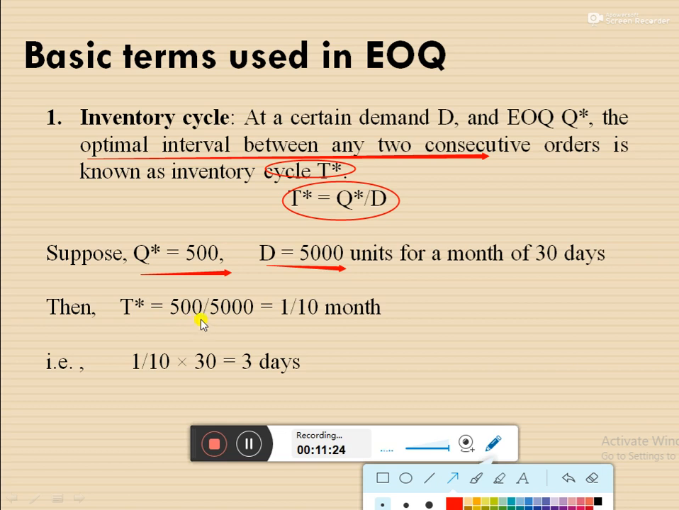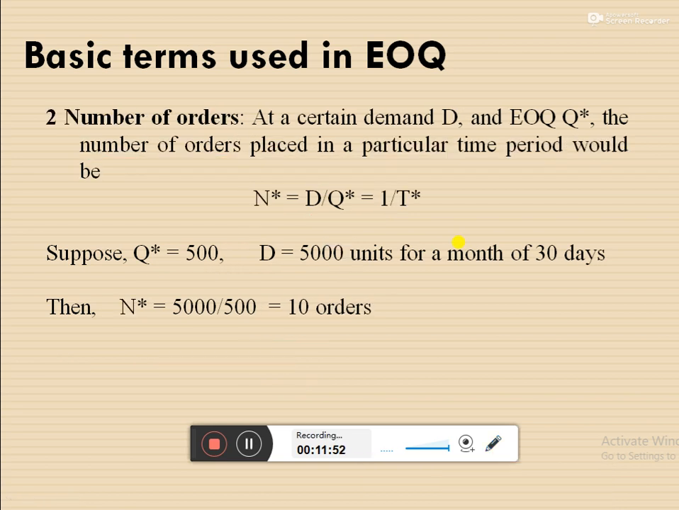By putting these values, 500 divided by 5000 is equal to 1/10 of a month, and 1/10 of a month of 30 days would be equal to 3 days. So in this case the inventory cycle would be equal to 3 days. So 3 days is the optimal interval between any two consecutive orders in this situation. In this way we can calculate the value of inventory cycle.